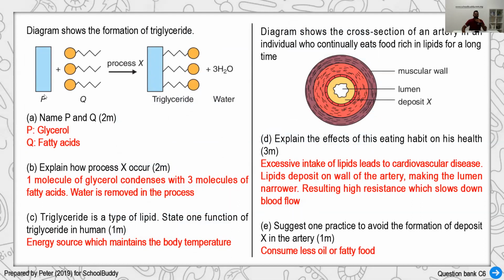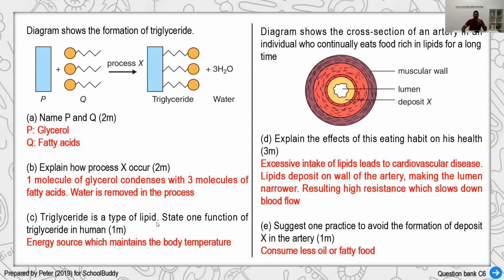By looking at this, we already know that P is the glycerol, which is one molecule of it, and they have three molecules of fatty acids. Combining these two forms the triglyceride. That's why tri means three fatty acids. So what is the process of X? One molecule of glycerol will be condensed. In this process, water is removed. That's why we have water as the byproduct, and they form triglyceride.